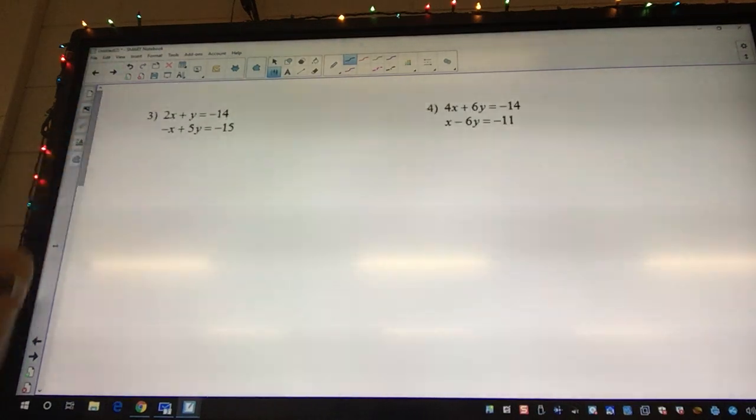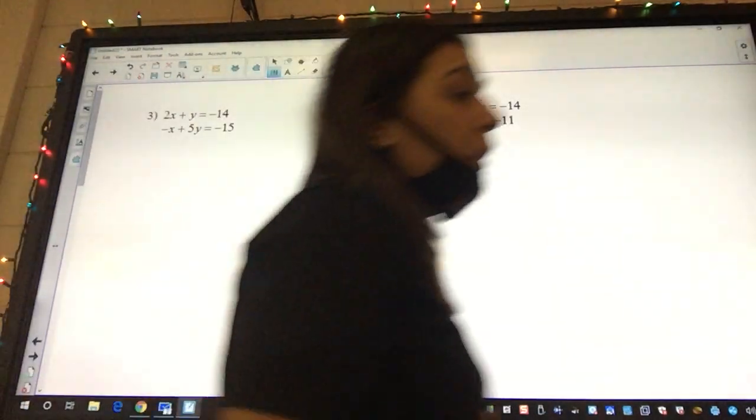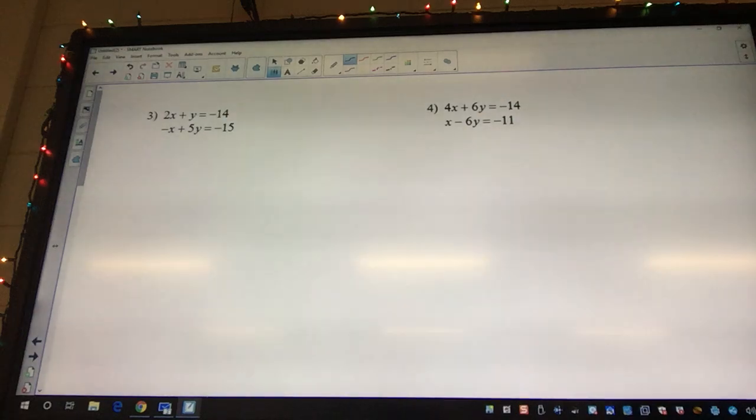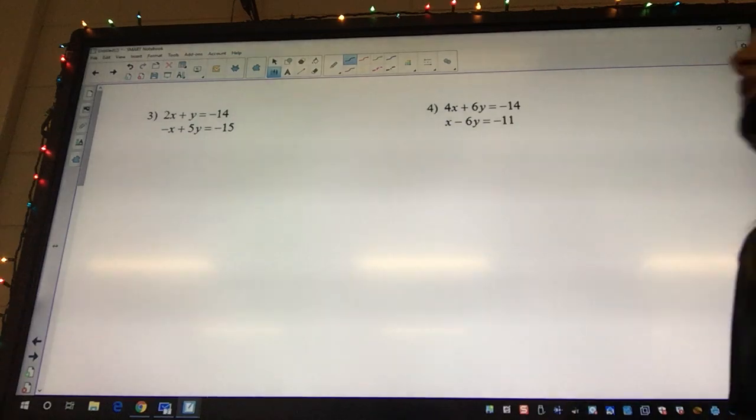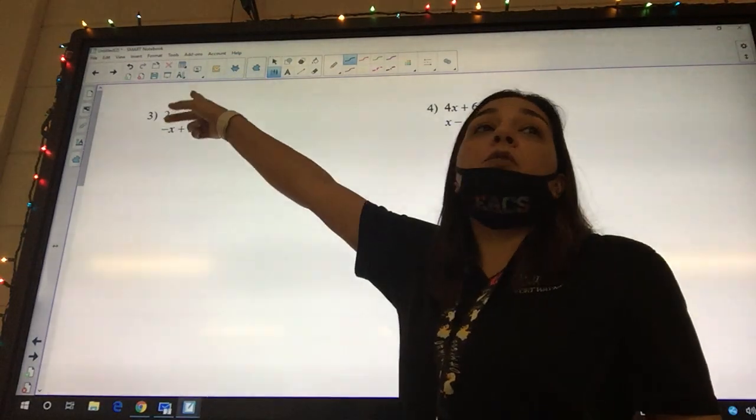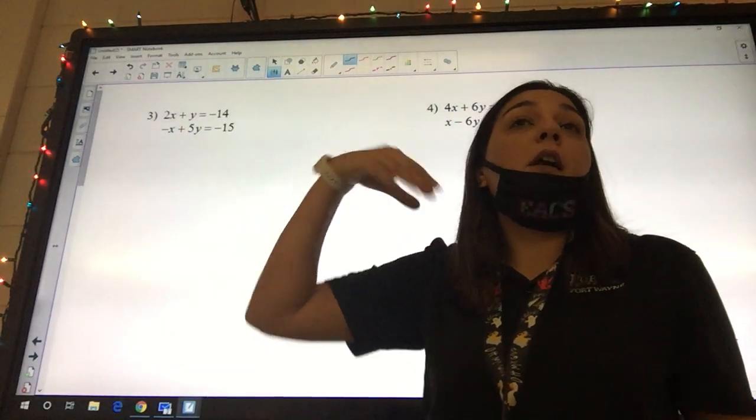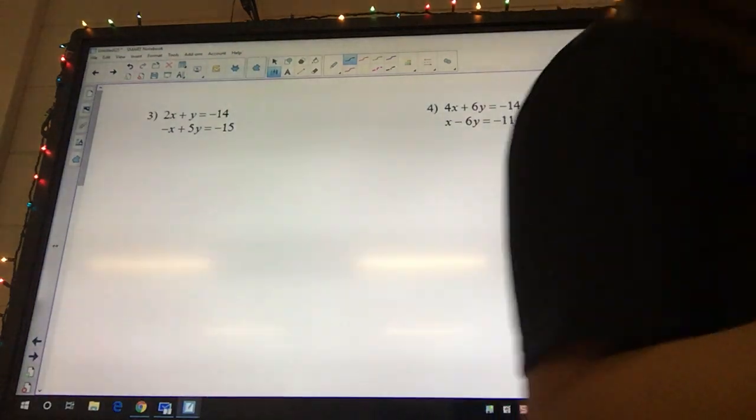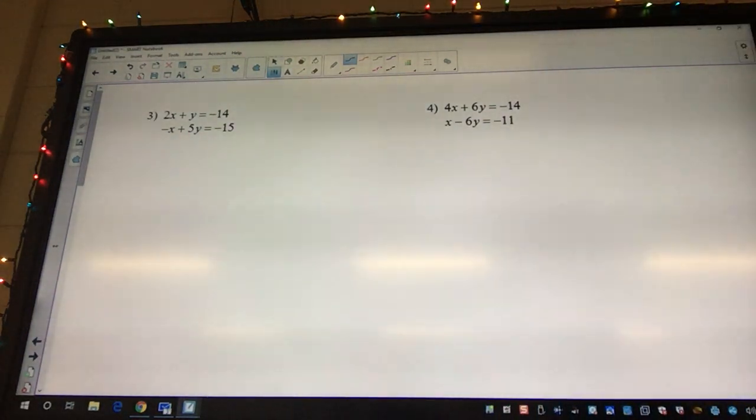Okay, look at 3. Okay, are any of the equations solved for y? No, so we need to solve one of them. Which one do you want to solve? The top one. And the top one is the easiest because there's no number in front of the y. Okay, and so I don't know if you want to write that on a note somewhere on your paper, but the equation that has no number with the y is the easiest one to solve.